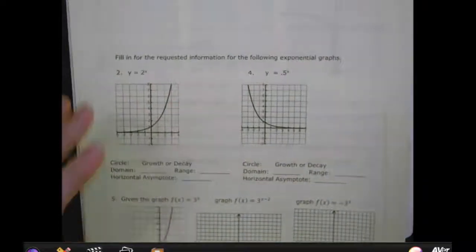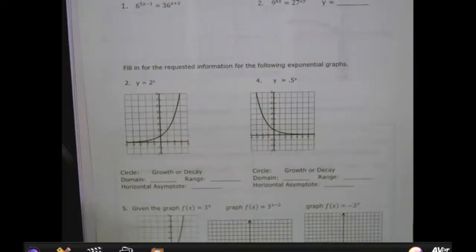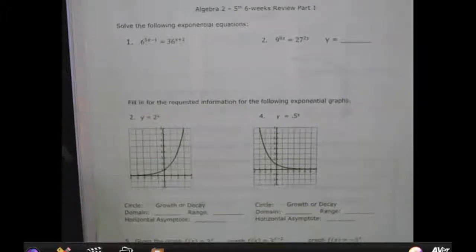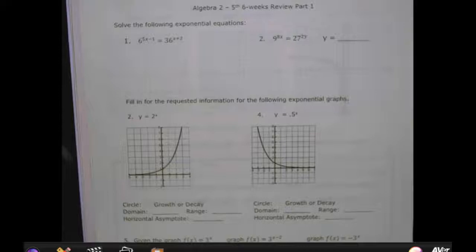All right, are you ready? Here we go. So on number 1 and 2, solve the following exponential functions. So what do you have to do to solve these? Okay, if you have earbuds in, take them out. If you're on your phone, put your phone away. Gracias. Okay, what do I do for number 1?